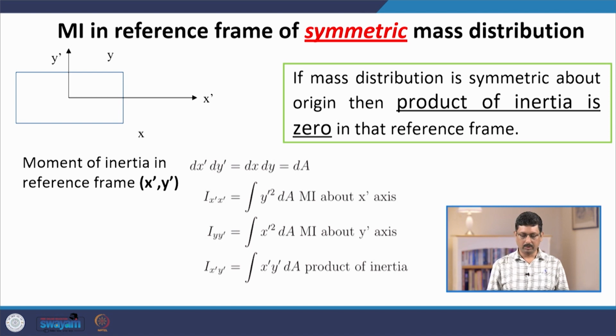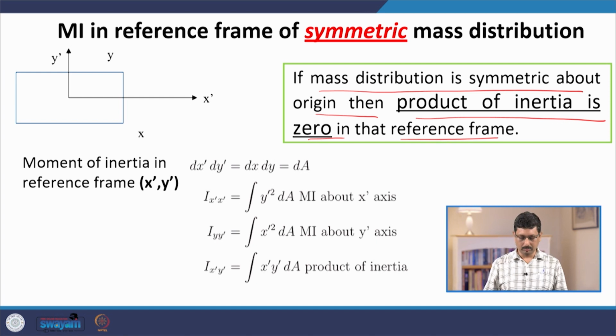So, this is what we just checked, that if mass distribution is symmetric about the origin, then the product of inertia is 0 in that reference frame. So, this is the key idea to understand the principal axis of rotation.